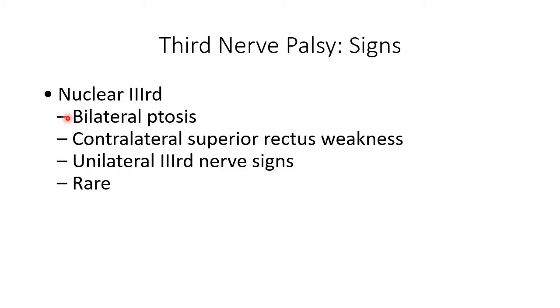So a nuclear third nerve palsy is unusual, but it is characterized by bilateral ptosis and bilateral superior rectus weakness, because you have an associated unilateral third nerve sign as well. It's a rare condition, and I have mentioned it in the brainstem lecture as well.